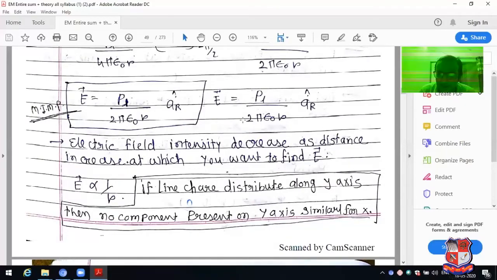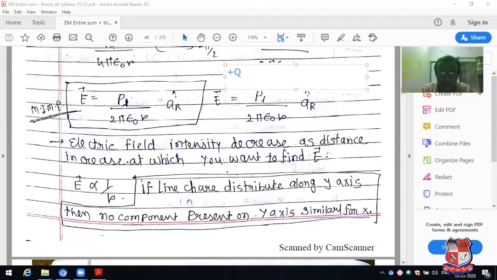Electric field intensity decreases as the distance at which we want to determine the electric field increases. Means what? Say this is a plus Q charge. If this charge is distributed in a line, and we want to find the electric field at point P, and we try to increase the distance, then the field decreases. See, this is inversely proportional.